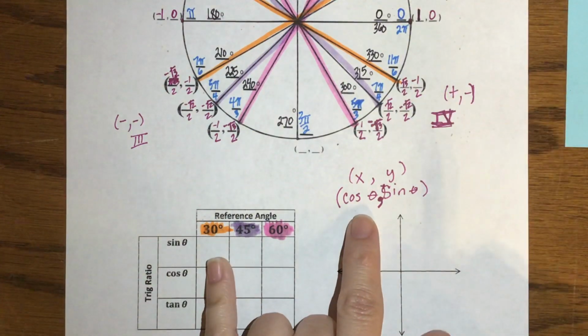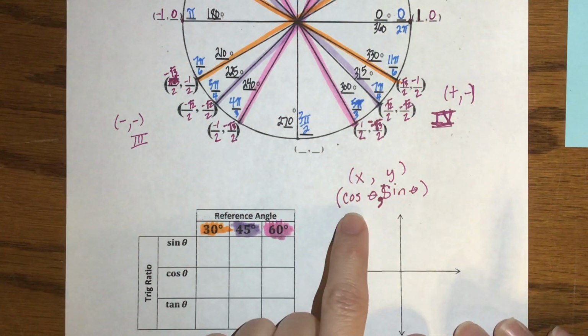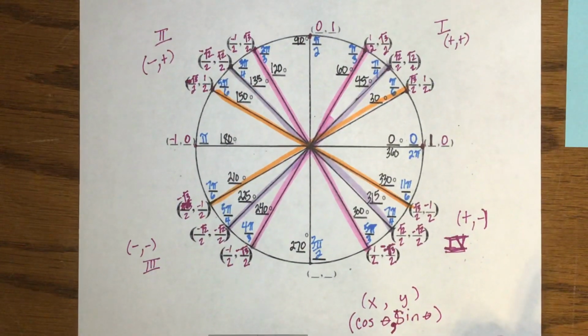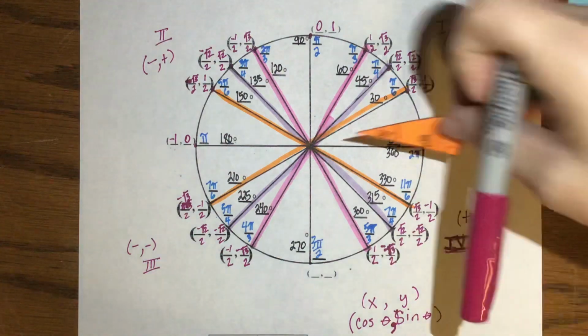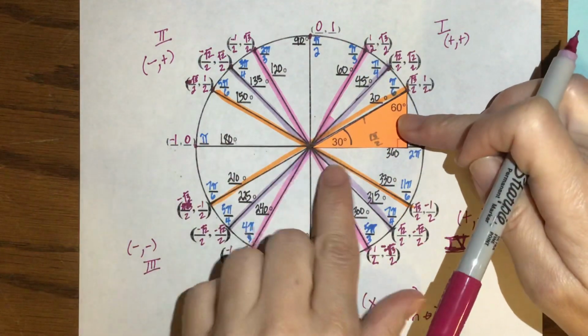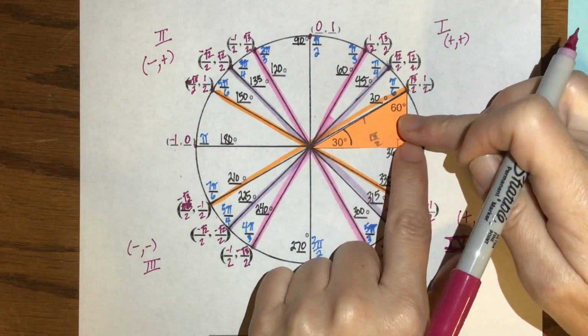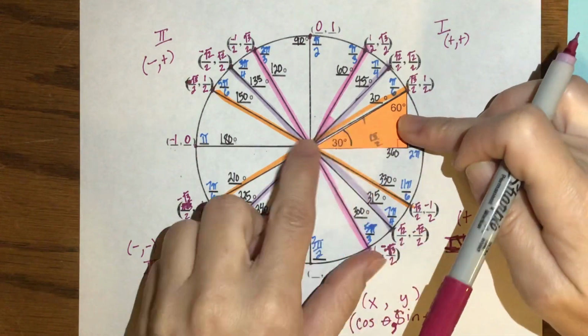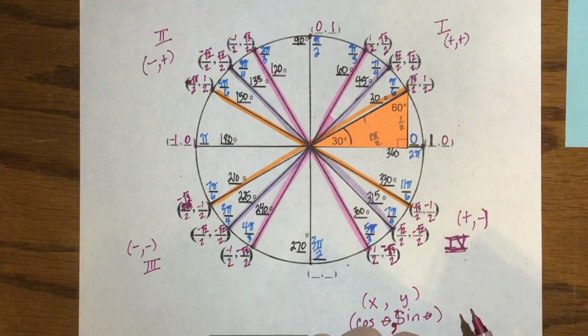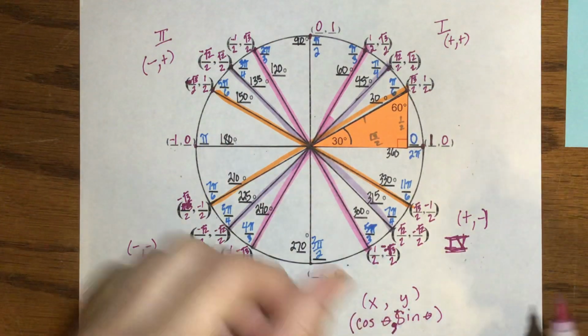To remember, you know what I do? I go, x comes before y, c comes before s. So cosine is your first one, sine is your second one. It's not a coincidence. It's really not magical. Look at what we did to find our cosine. We did adjacent over 1. Look at what we did to find our x-coordinate. We went to the right. Okay?